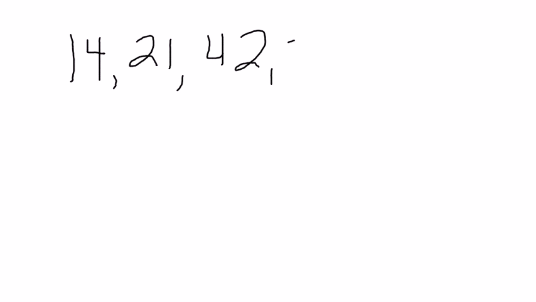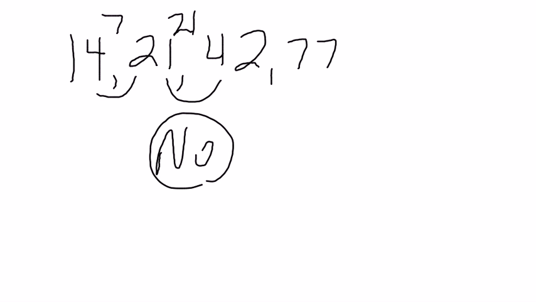So, going on your quiz, for number 1, you have 14, 21, 42, and 77. And the question is, is this an arithmetic sequence? Well, you just take the difference between the first two, which is 7, then you take the difference between the second two, which is 21. Those aren't the same, so this is not an arithmetic sequence. There is no common difference, and that's how you do that.